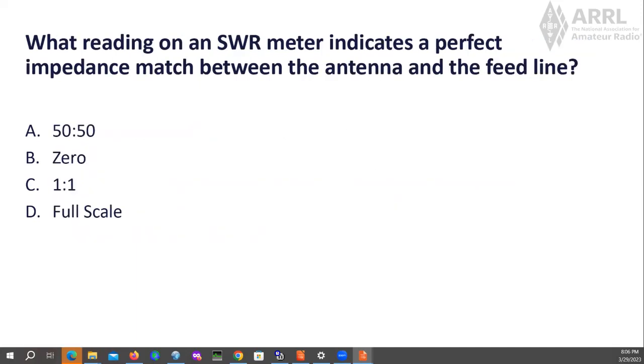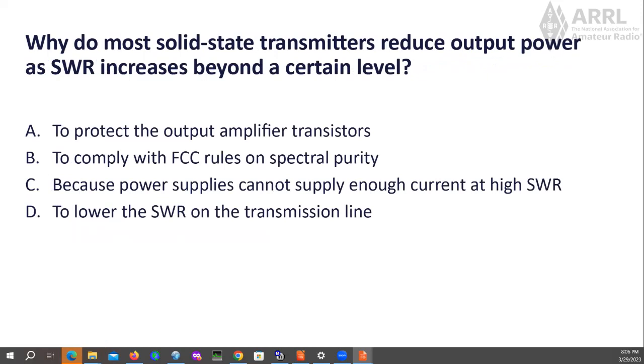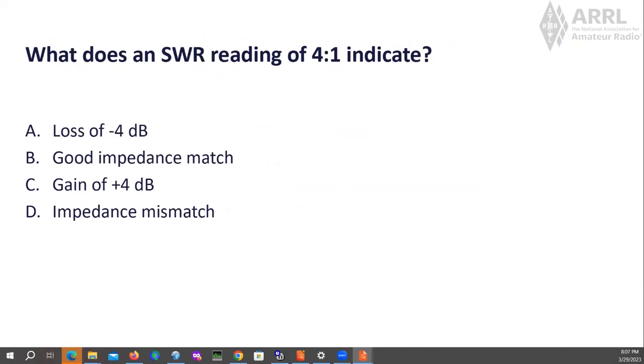What reading on an SWR meter indicates a perfect impedance match between the antenna and the feed line? And the answer is C, 1:1. Why do most solid-state transmitters reduce output power as SWR increases beyond a certain level? And the answer is A, to protect the output amplifier transistors. What does an SWR reading of 4:1 indicate? D, an impedance mismatch.